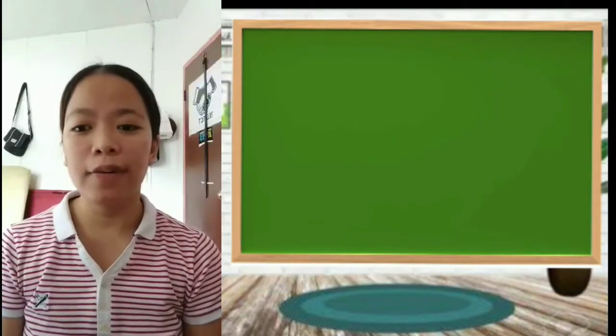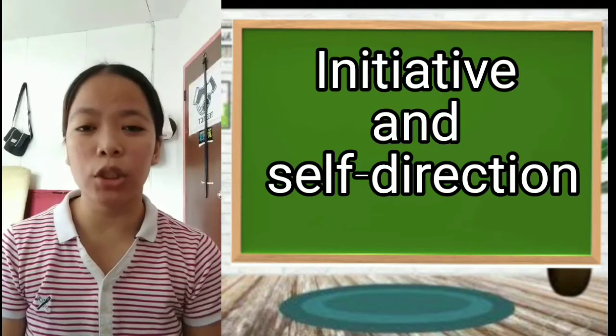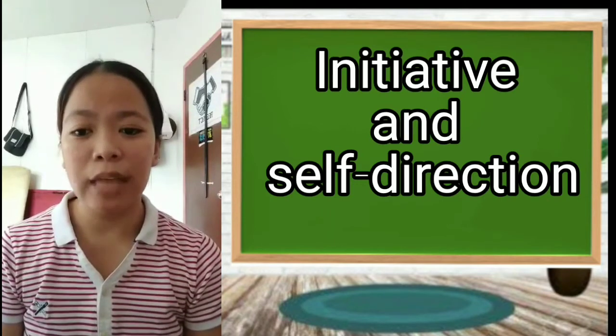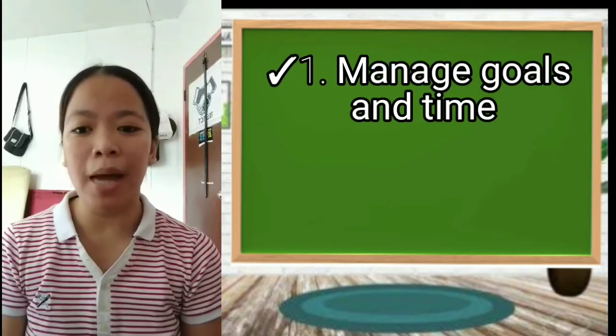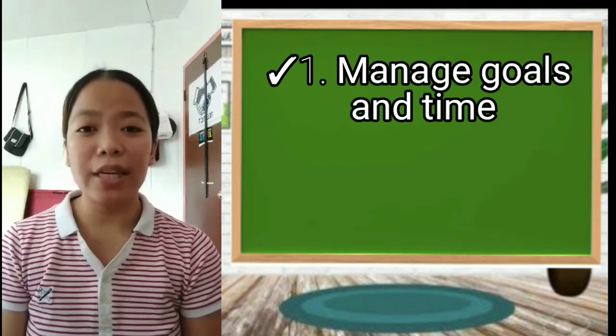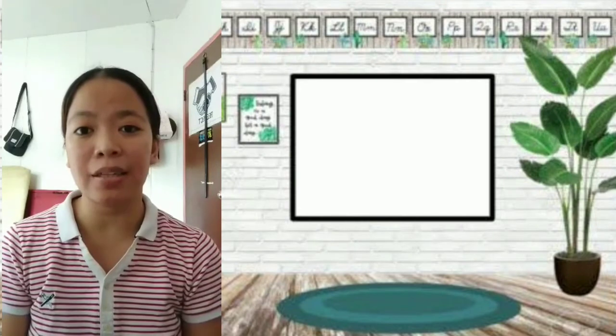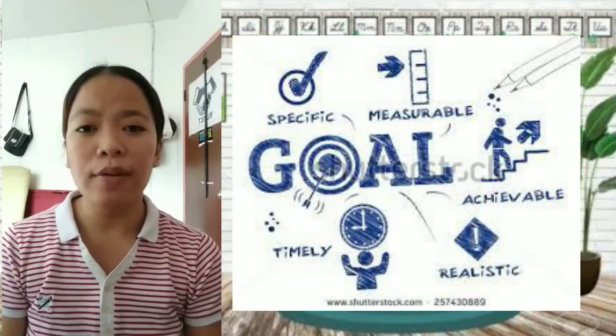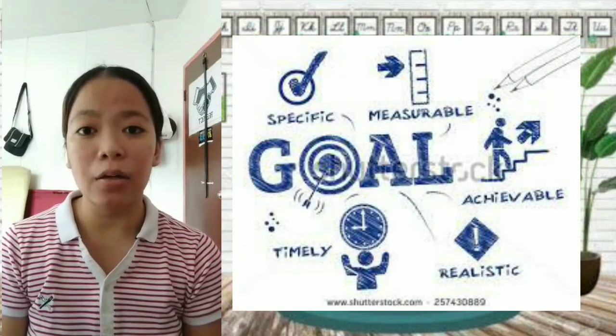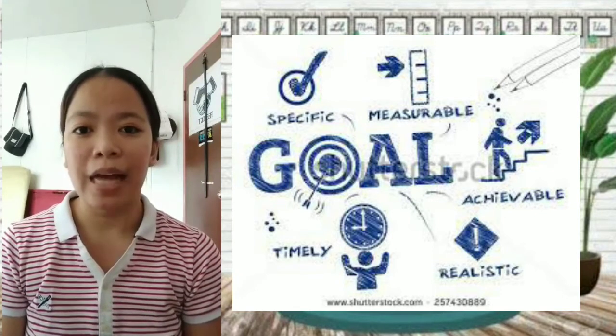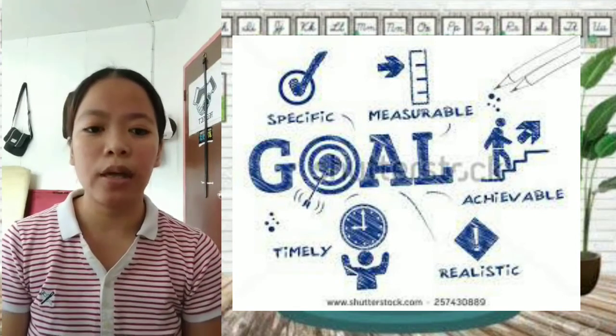Now, let's talk first about initiative and self-direction. We have four skills under this. The first one is manage goals and time. This includes setting goals with tangible and intangible success criteria. It also involves balancing tactical, or short-term, with strategic, or long-term, goals.